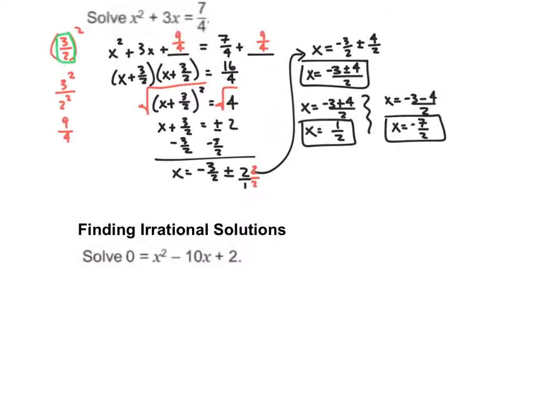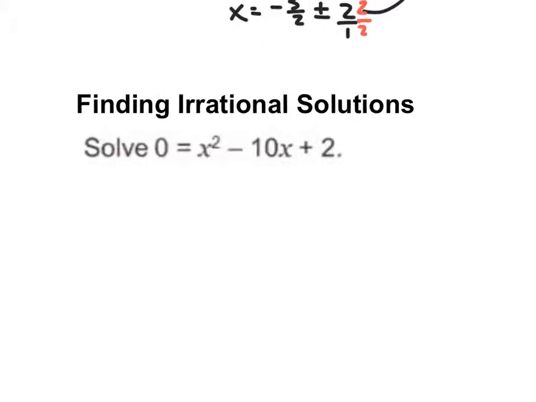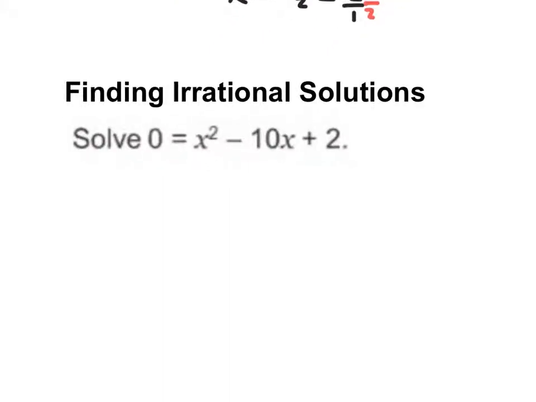Okay, all right, finding irrational solutions. All right, now let's do this. We're going to solve this equation. Can't factor it, and you can try. That's the thing, always try and see if you can factor it. I'll tell you this right now: the majority of problems in this section you won't be able to factor.